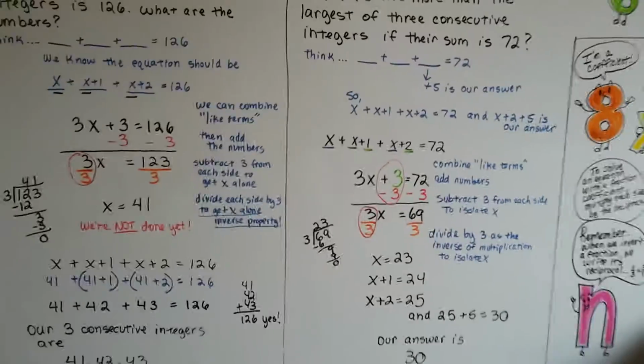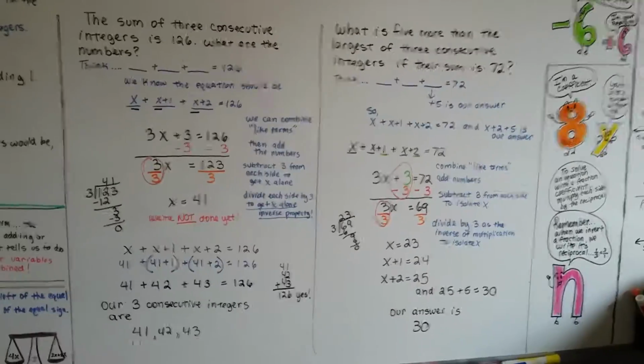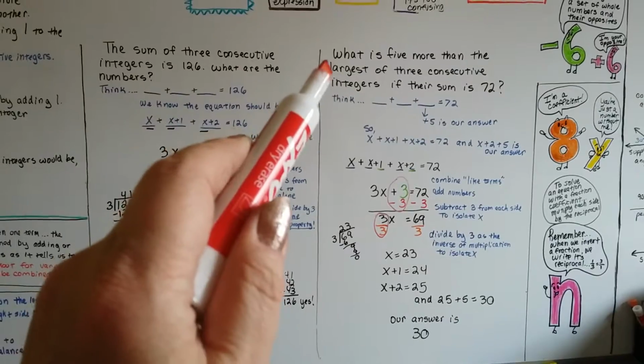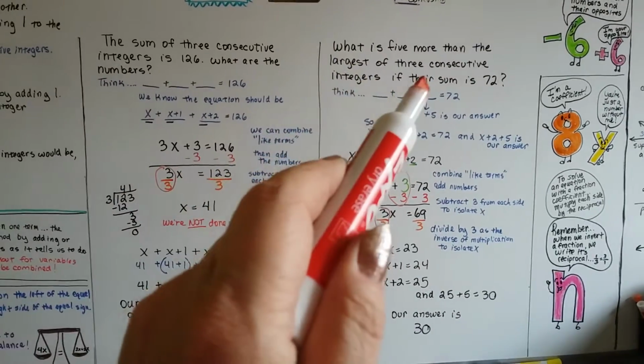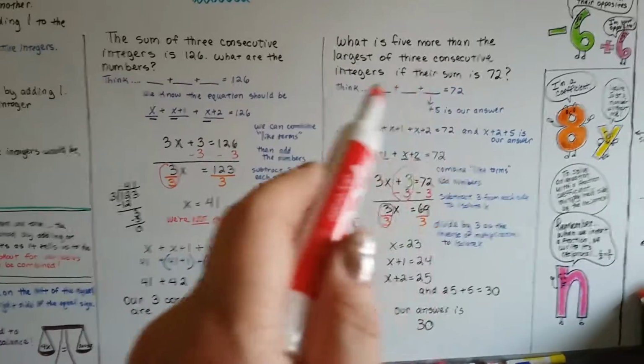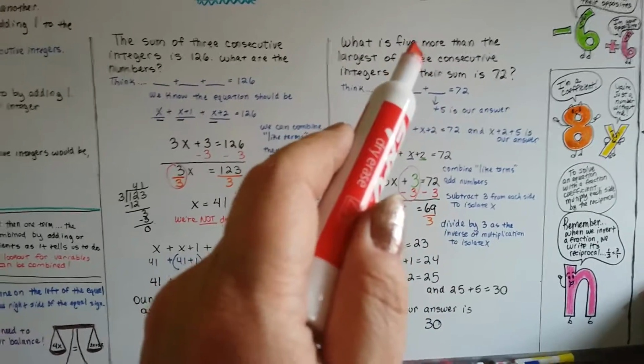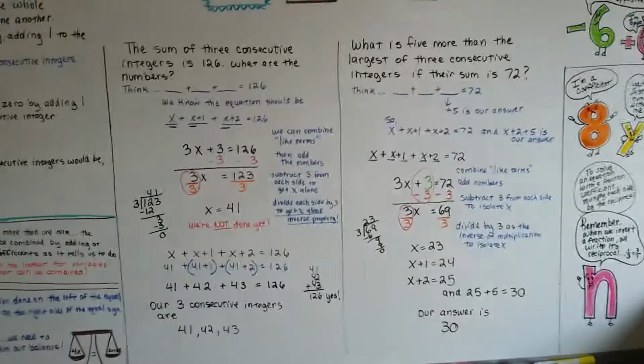So you just take it a little bit at a time, little step by step, and make sure you're answering exactly what the word problem is asking. What is 5 more than the largest one? So it's not just asking what the consecutive numbers are. It's asking you to find out what 5 more than that one would be.